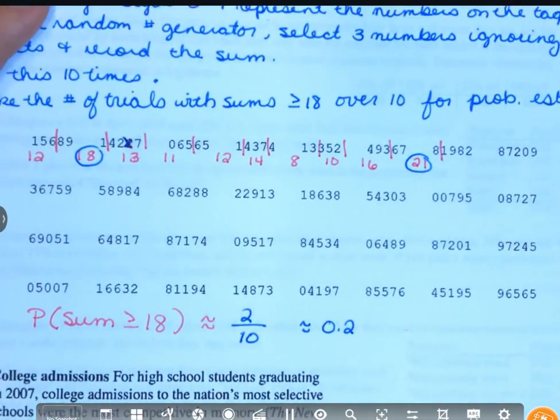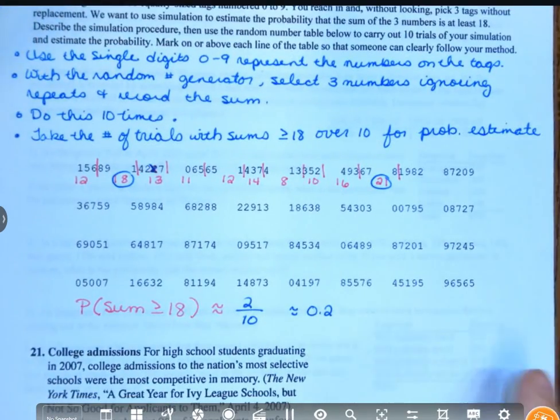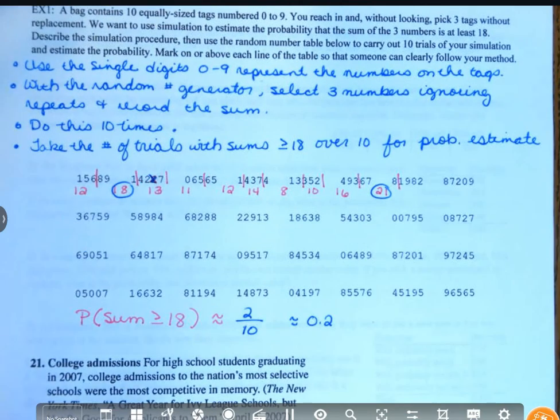So here's my answer. And each of these things include pieces that you need to make sure that you had. Using single-digit numbers from 0 to 9 to represent the numbers on each of the tags. Context. We're drawing tags here. Use a random number generator. Select 3 numbers, ignoring repeats. Okay, because it's without replacement.